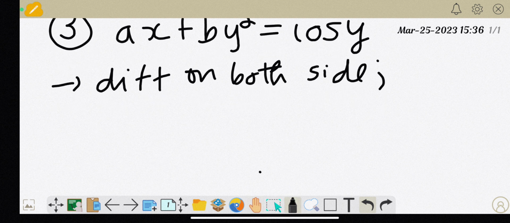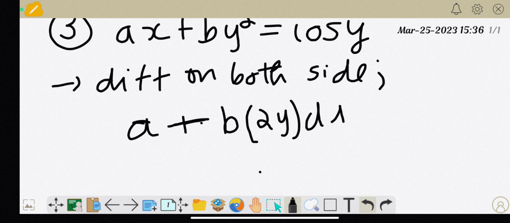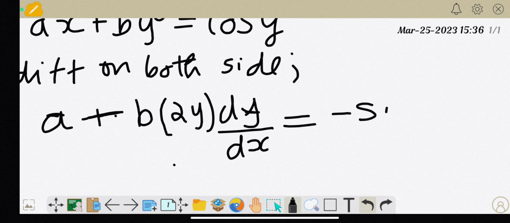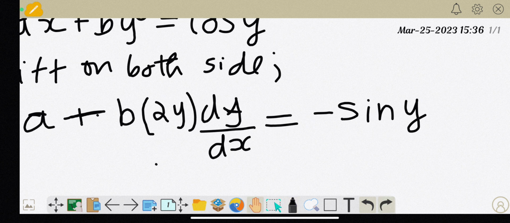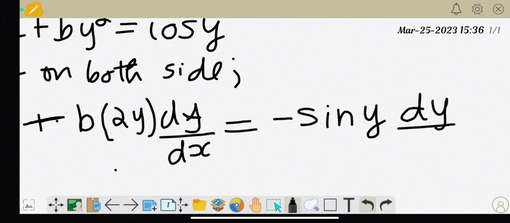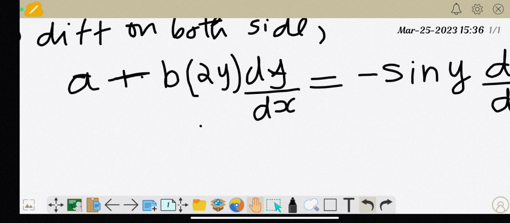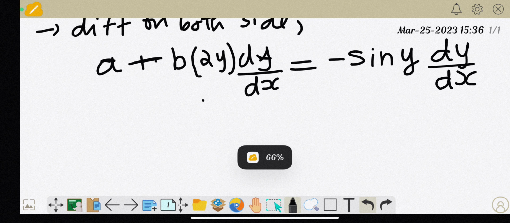So how can you differentiate now? The differentiation of ax is a. What is the differentiation of by square? b is constant, and the differentiation of y square is 2y dy by dx. Then cos y: what is the differentiation of cos y? It is minus sin y, then you have dy by dx. So I will make a group of dy by dx.